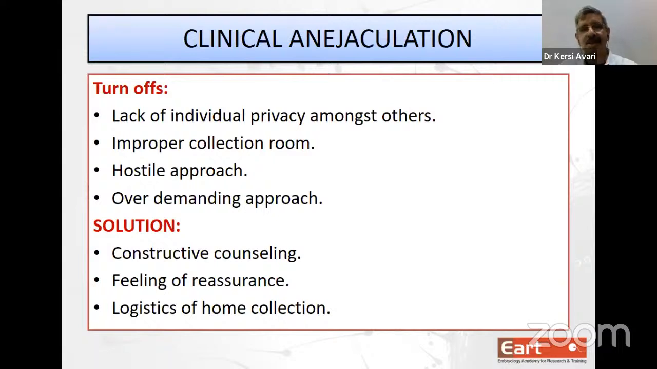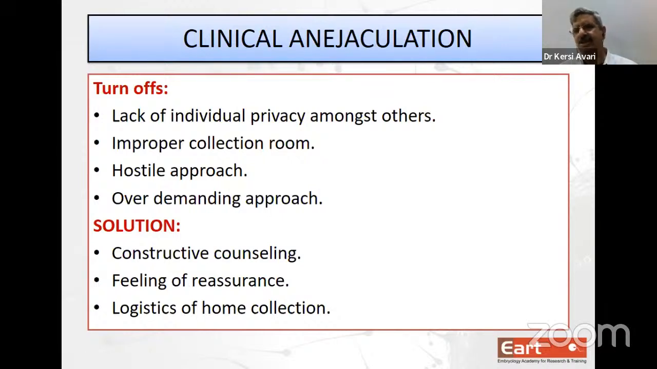There is no privacy amongst a lot of patients. Your collection room is pathetic. Demand is huge. You have to give a sample now. Your wife's procedure is at stake. He's under stress. So what to do? Counsel him. Constructive counseling. Assure him, okay, fine. If you're not able to collect today, it's not the end of the world. Collect it from home.